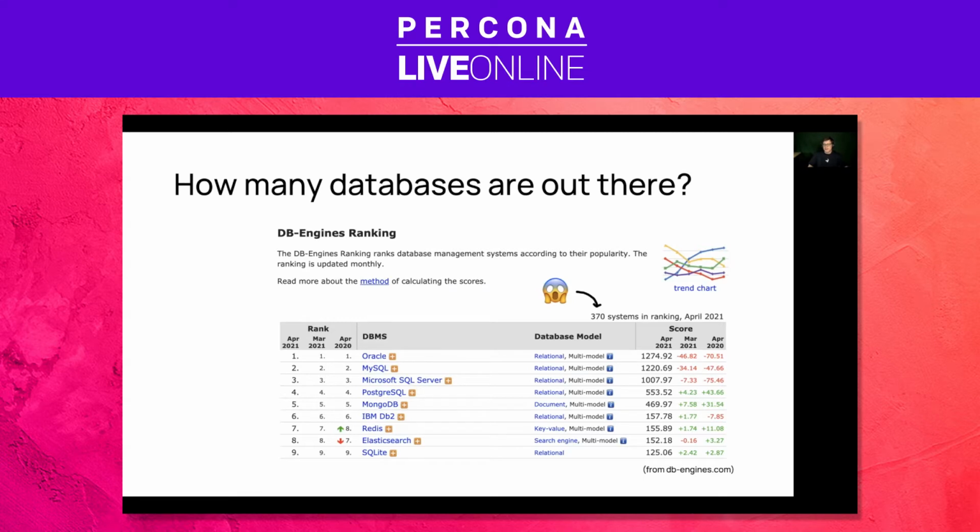DB Engines is one of the great, I think, resources for tracking different databases and their popularity over time. Everybody argues about their algorithm at one point or another, but still, it's a good list. It's a great resource, and they're tracking 370 systems on that list. It's crazy. I mean, how can anybody get their head around 370 different kinds of databases? And there's new ones coming all the time. We're a new one. There's always new room for growth in this market, and there's always people trying to do something new.